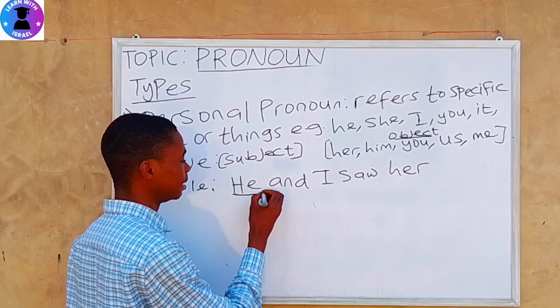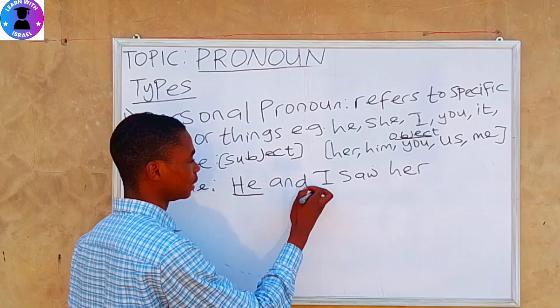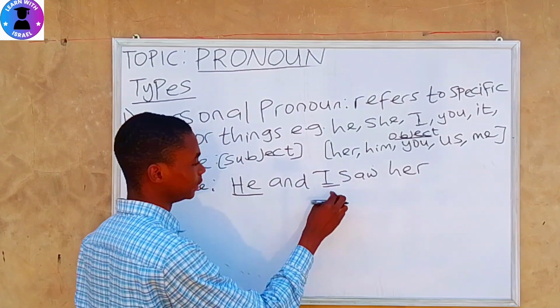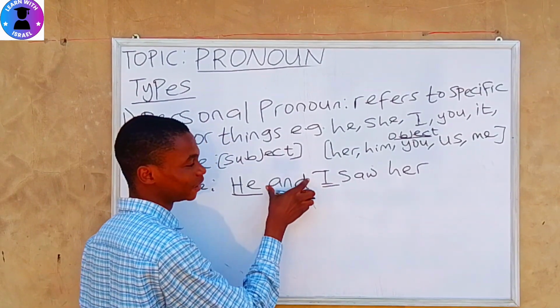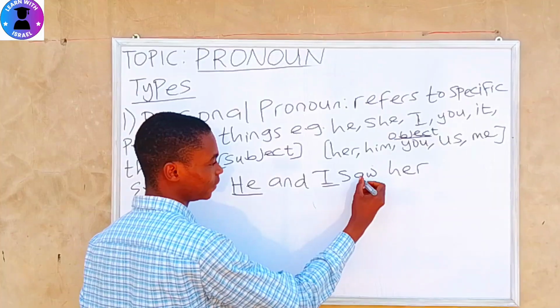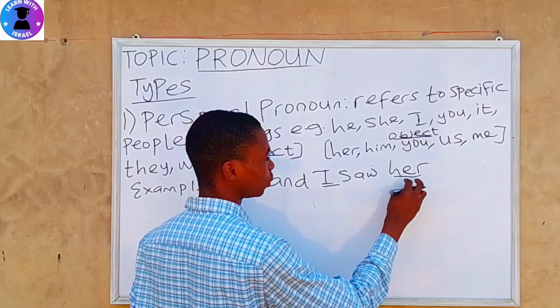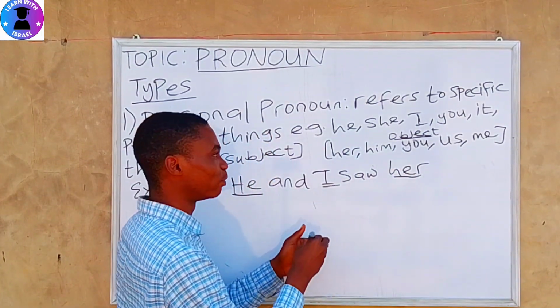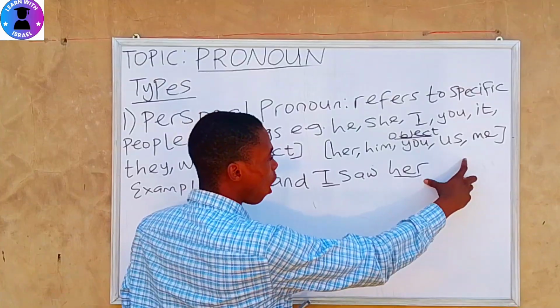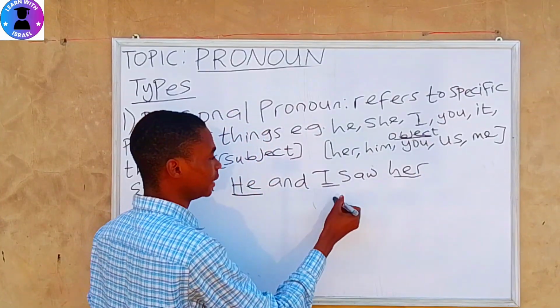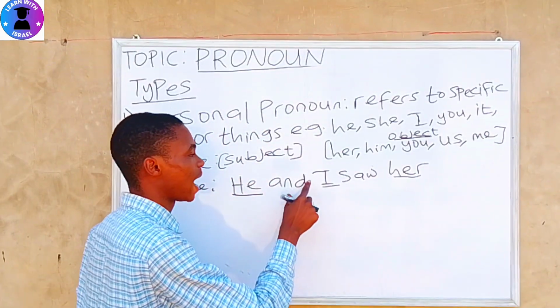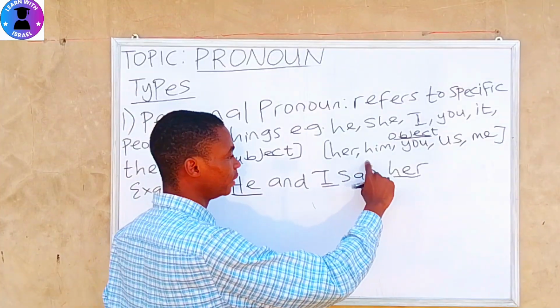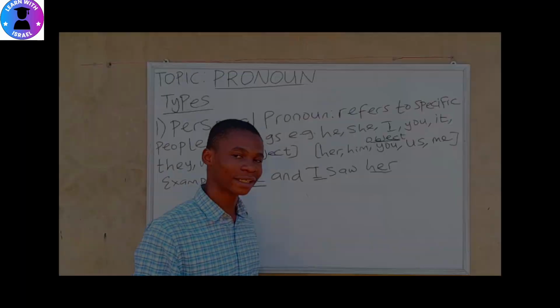He is a pronoun. I is a pronoun. I hope you know that and is a conjunction. Saw is a verb. Her is also a pronoun, but her is a pronoun used for object, while he and I are the subject. And is the conjunction. Saw is the linking verb. Am I clear with that?